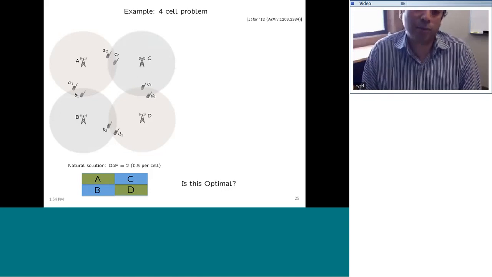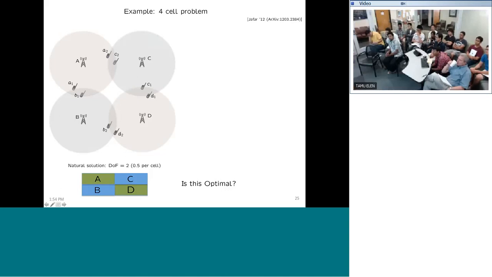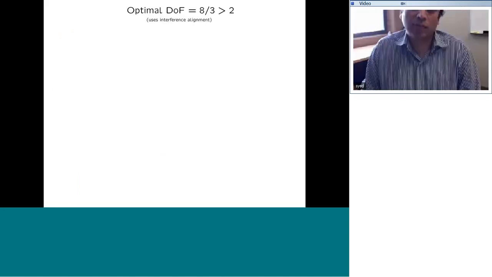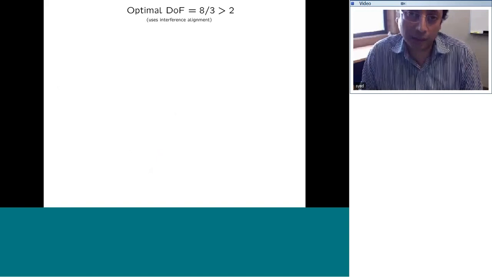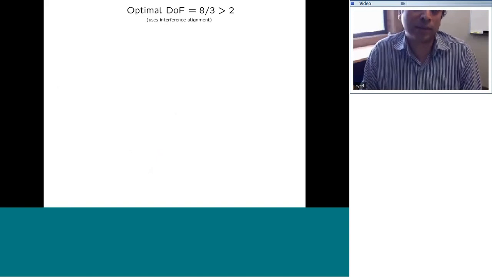The total DOF would be 2 per cell. But is this optimal? Is a simple solution optimal? Well, as we'll show, the actual answer is 8 over 3, and this is the best you can do. Of course, it's bigger than 2, and it will use interference alignment. So how does that work?